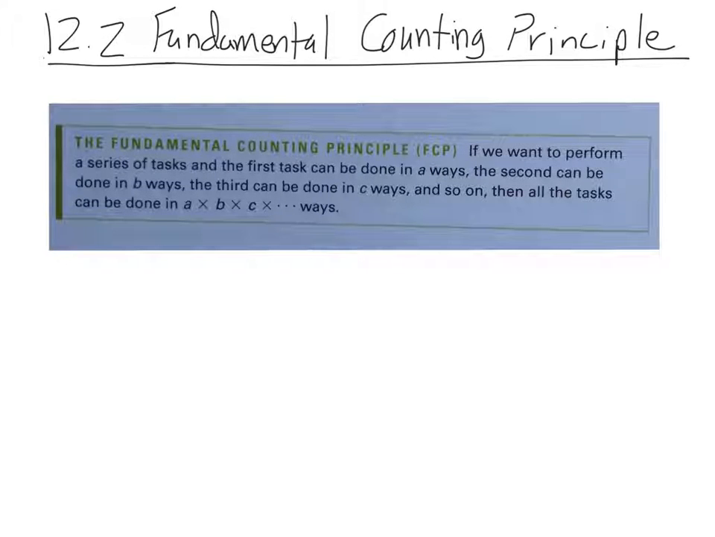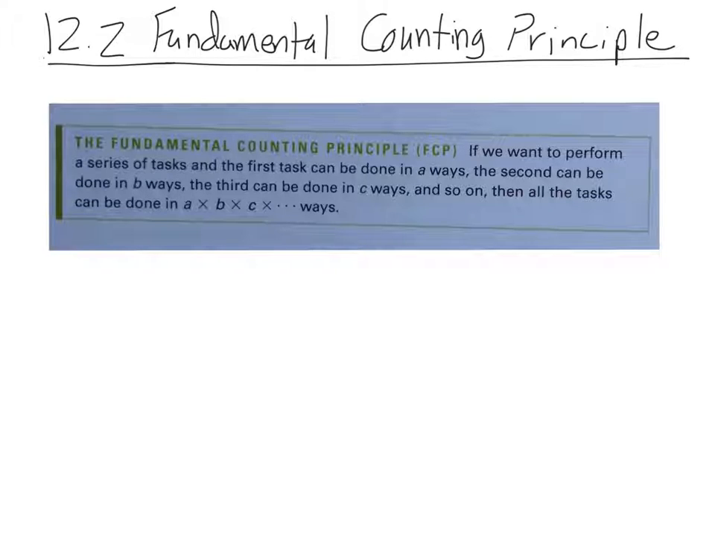Hey everyone, this is 12.2 Fundamental Counting Principle. We've used this principle already in the last section every time we do what I call the slot method. So it says if you want to perform a series of tasks, those are like your slots, and the first task can be done in A ways, second can be done in B ways, third can be done in C, and so on, then all the tasks can be done in A times B times C times etc.